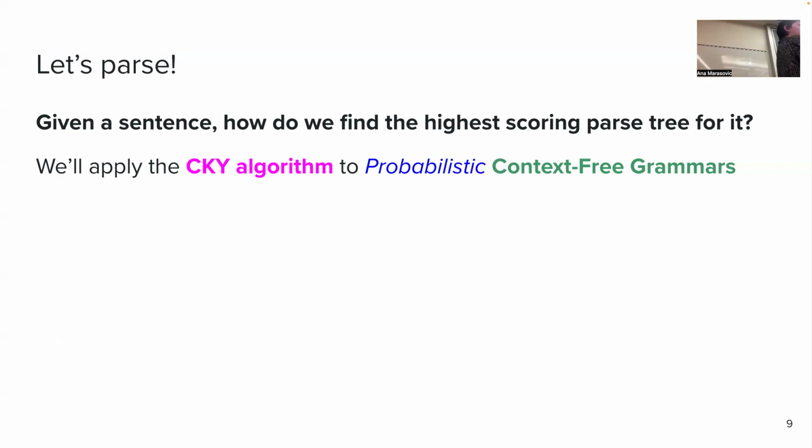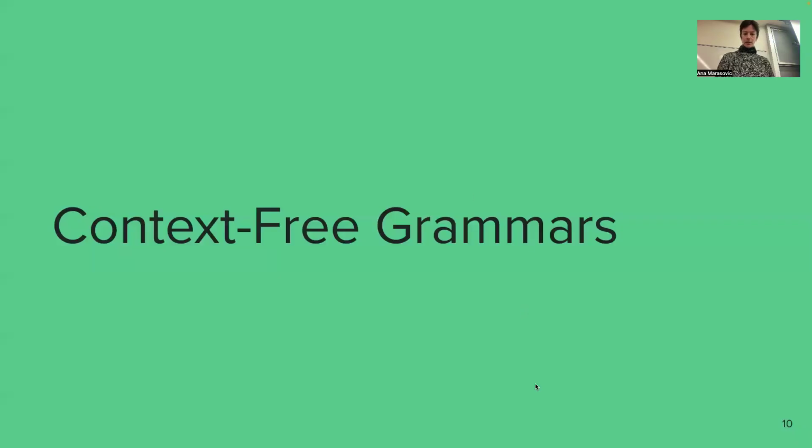How do we find the score? We are going to find out at the end of today's lecture. The CKY algorithm is going to give the score, but first we're going to talk about context-free grammars. We are going from right to left here, basically. Okay, so let's first talk about context-free grammars.